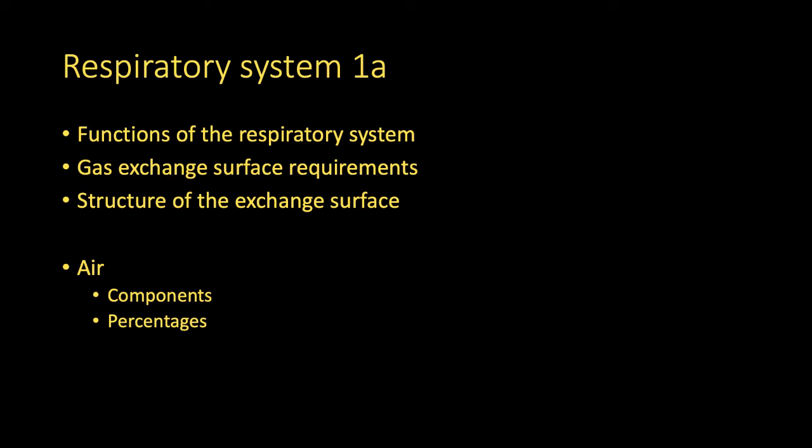In this segment, we're going to be talking about the respiratory system. We'll start with functions of the respiratory system, what it's for, and then specifics on one of those functions, gas exchange. We'll talk about the requirements for the surface in gas exchange and how that surface is structured in humans. We'll then start talking about air, what's in the air, and what percentage components we have of different parts of air.